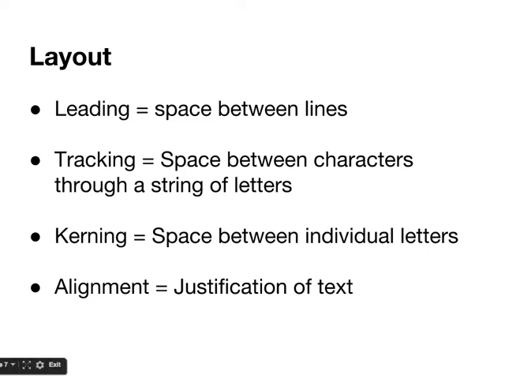Next, we have tracking, which is the space between characters through a string of letters. And a similar term is called kerning, which is the space between individual letters within a word. And then finally, we have alignment, which is the justification of text.